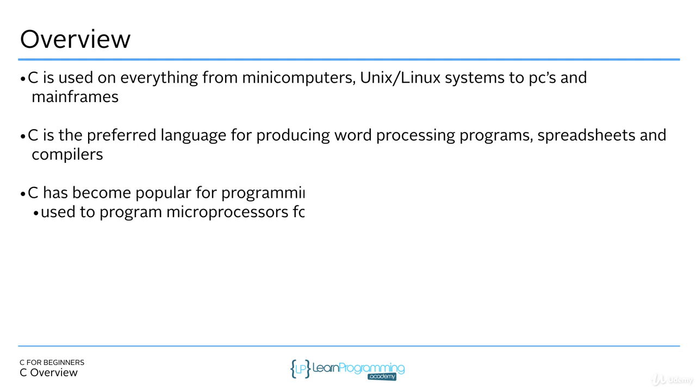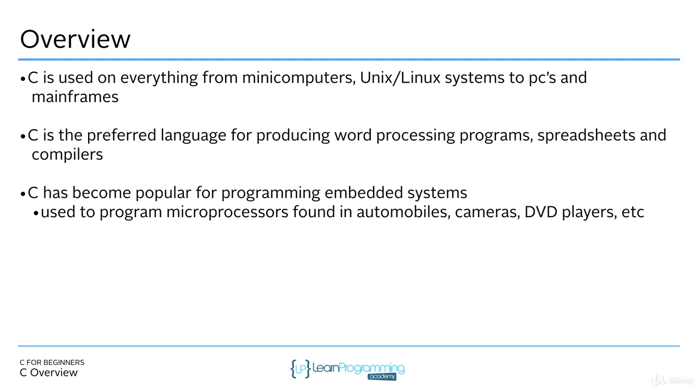Very nice. It has become very popular for programming embedded systems. Embedded systems are things like microprocessors found in automobiles, cameras, DVD players. Embedded usually implies the program has to be efficient. It's running on not as much memory, not as much high-level hardware. So with embedded, you also think of real-time programming. And C has become quite popular in that because it is so efficient.